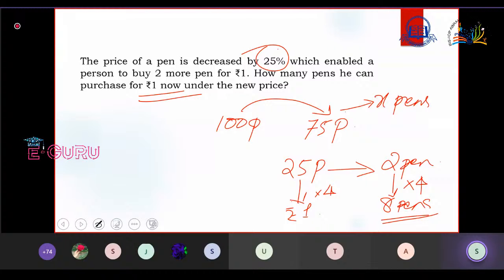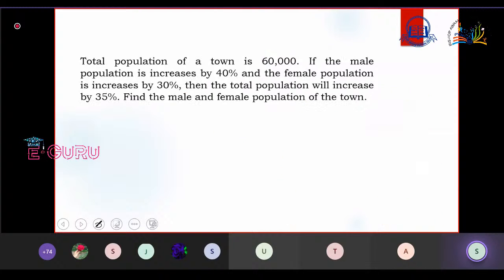Again, with 100 paisa you went to the shop, came to know that you need to pay only 75 paisa for X number of pens. With the remaining amount or the saved amount, that is 25 paisa, you can buy 2 more additional pens. So this is the current price, 2 pens for 25 paisa. We need to find out for ₹1 how many pens you can buy. If for 2 pens the price is 25 paisa, for ₹1 you can buy 8 pens, right? 8 pens you can purchase. Okay, we'll move to the next question.